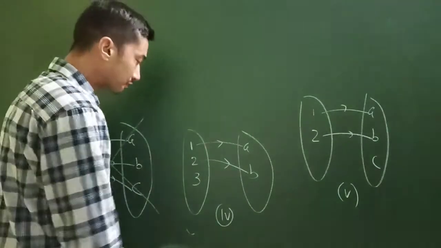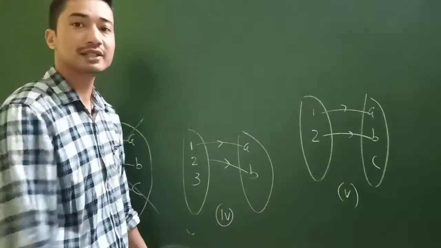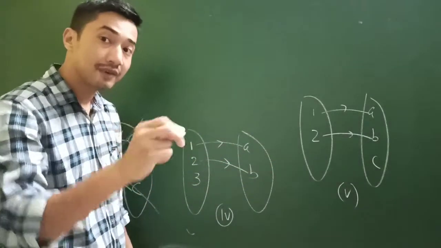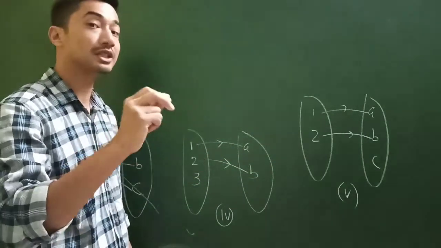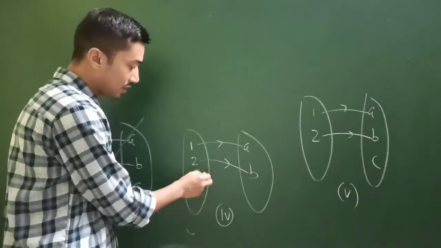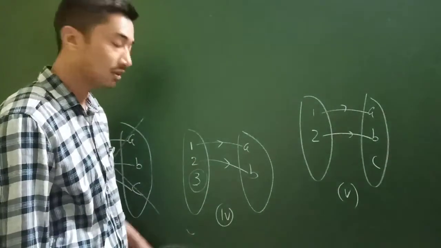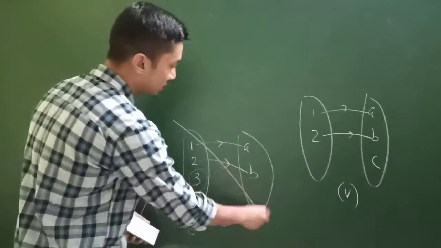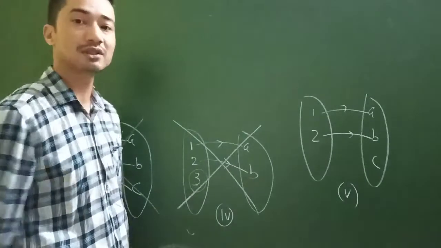What about this one? Here the first criteria itself is not fulfilled because every element in the first set has to have an image. But here, just from the first condition, every element doesn't have an image at all. 3 doesn't have an image at all. So no need to go further. No chance. 3 has no image, so that's absolutely not a function.